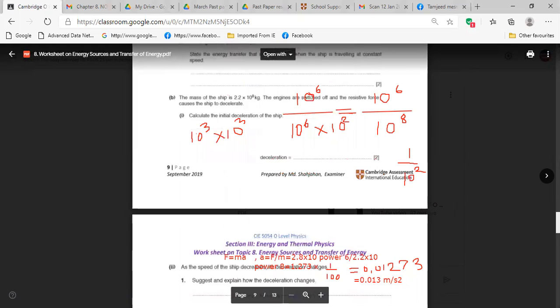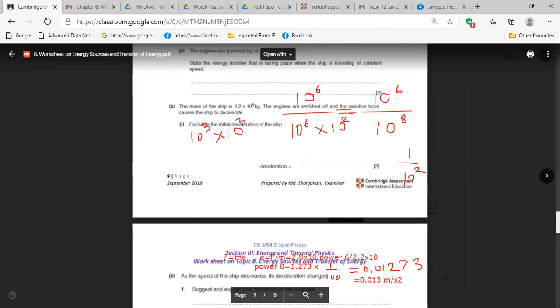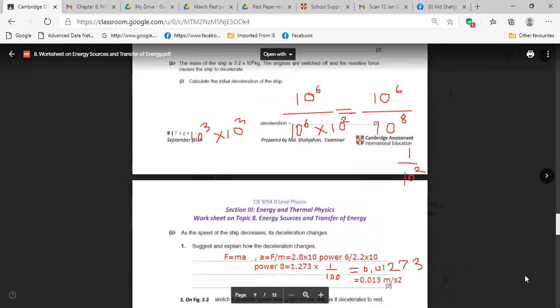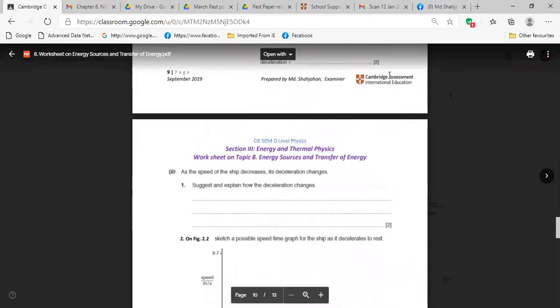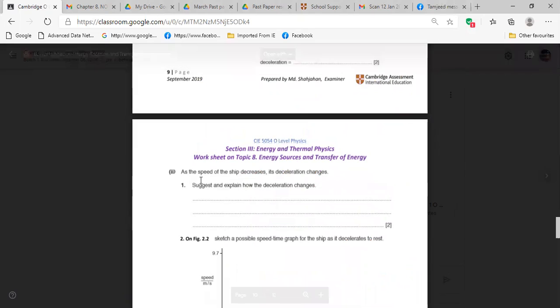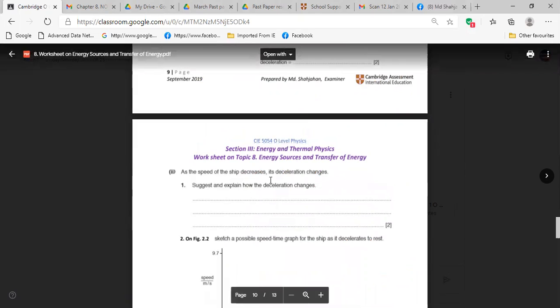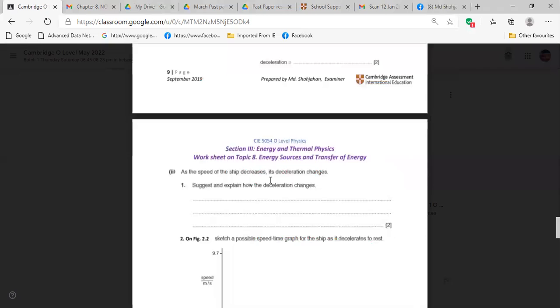So till B1 we did. Now part B2. Can you read this? As the speed of the ship decreases, its deceleration changes. Suggest and explain how the deceleration changes. How the deceleration is changing.